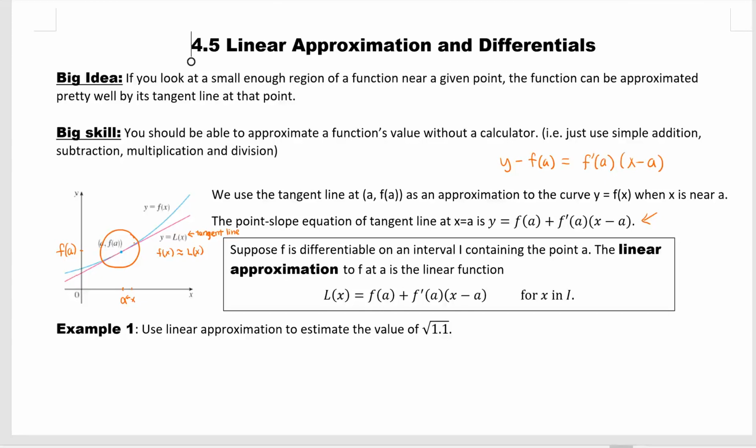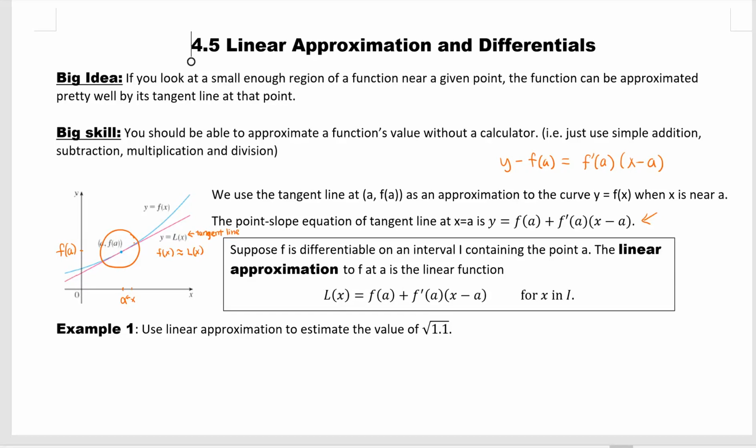So linear approximation, L of x, is linear because it's a tangent line. In Calculus 2, when we learn chapter 9, we'll talk about Taylor polynomials, and then we can have higher order approximation. But right now, let's just talk about linear approximation, using the tangent line to approximate the function.